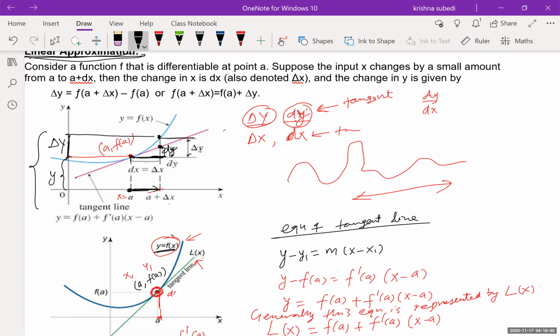If a is here and you consider delta x of this length, then you can see, even though dy and delta y are approximately the same, there is a difference. But suppose your delta x is extremely small. Let's say your delta x is just this much. Then your dy and delta y will be pretty much the same. That's the idea.